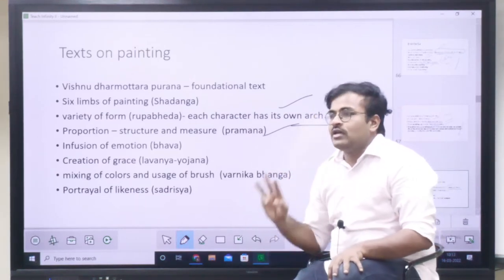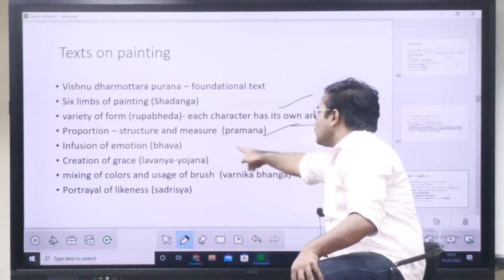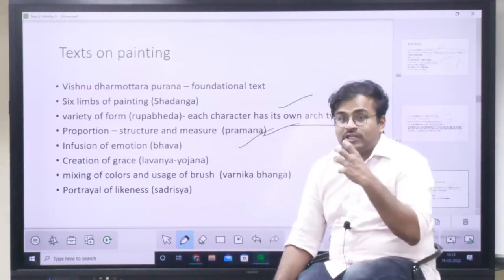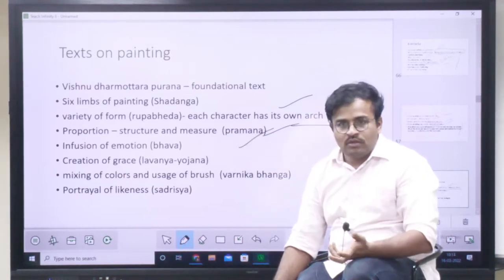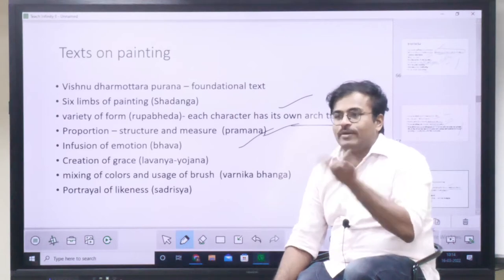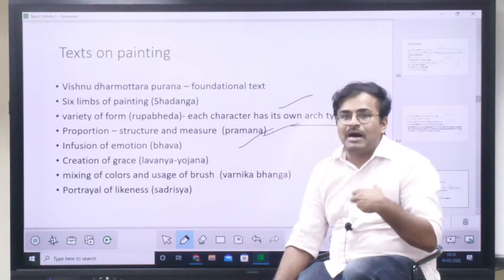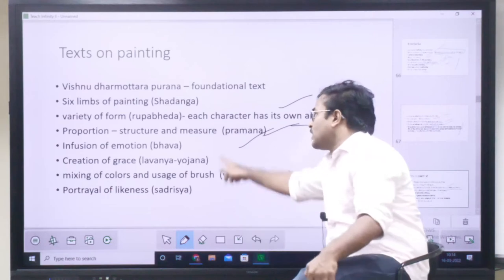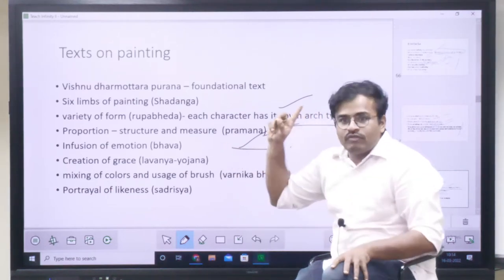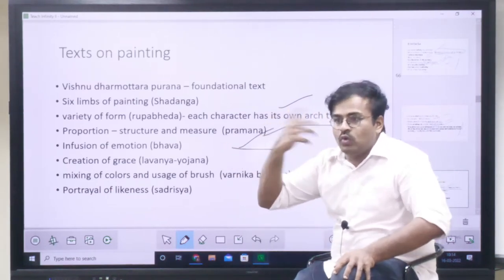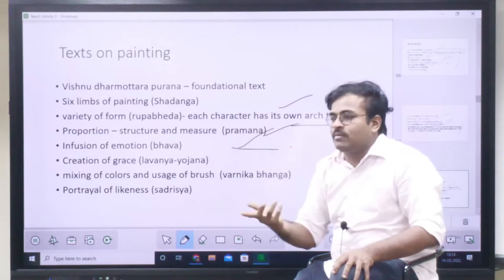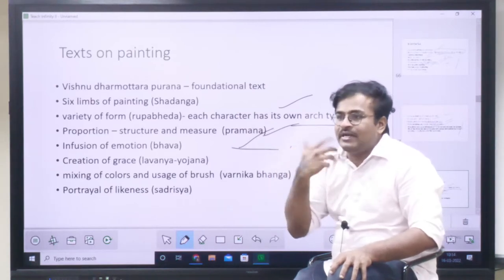Then the third one is, they also gave one more thing, which is known as bhava. Bhava means the expression that a painting gives. The human form or the expression that the painting conveys is known as bhava. Bhava is a very, very important element of Indian sculpture too. We talked about bhava multiple times, Sarnatha school, Mathura school, but I did not use the term bhava. Bhava means the expression which a painting conveys.